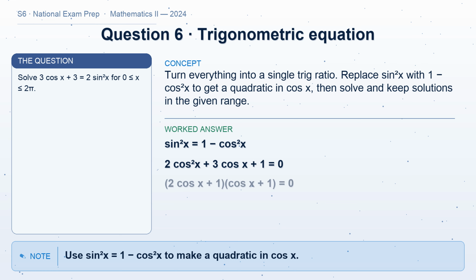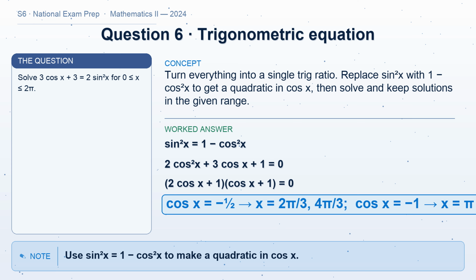Cosine minus 1/2 gives x equal 2 pi over 3 and 4 pi over 3. Cosine minus 1 gives x equal pi. So the solutions are 2 pi over 3, pi, and 4 pi over 3.